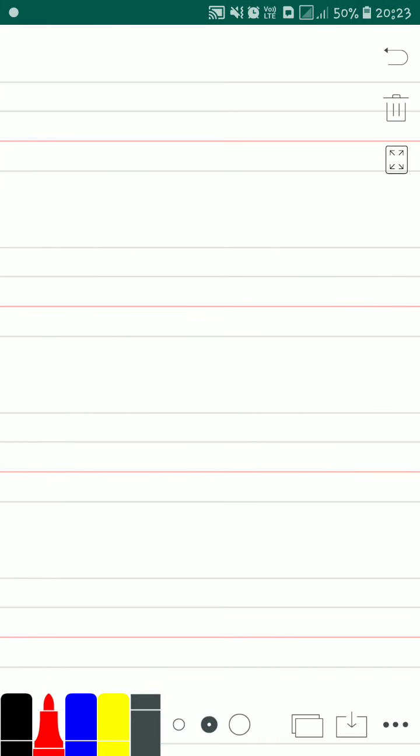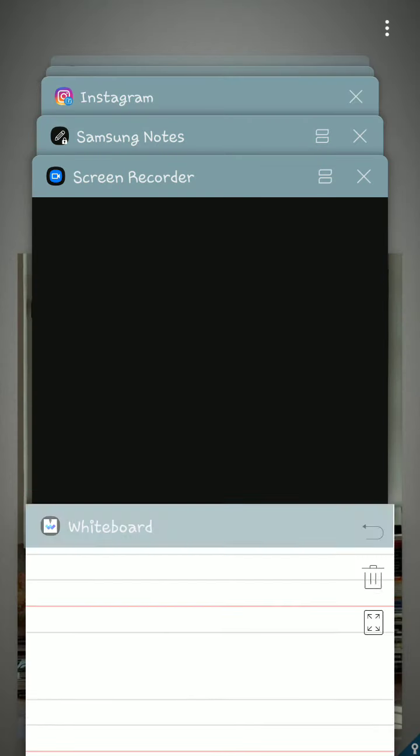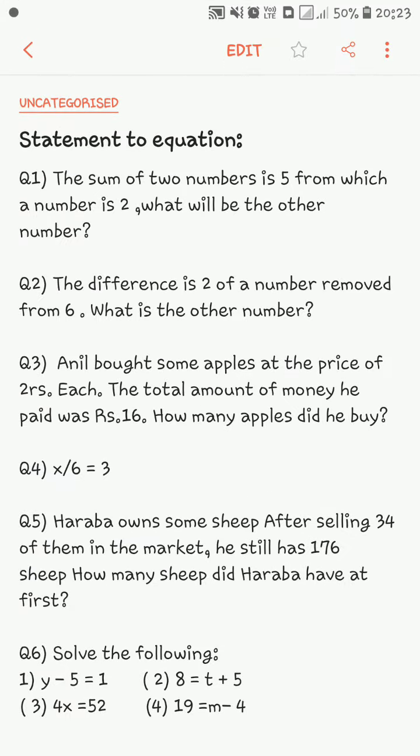Hi, so today we were learning statement to equation. Okay, so the first question says the sum of two numbers is 5 from which a number is 2.